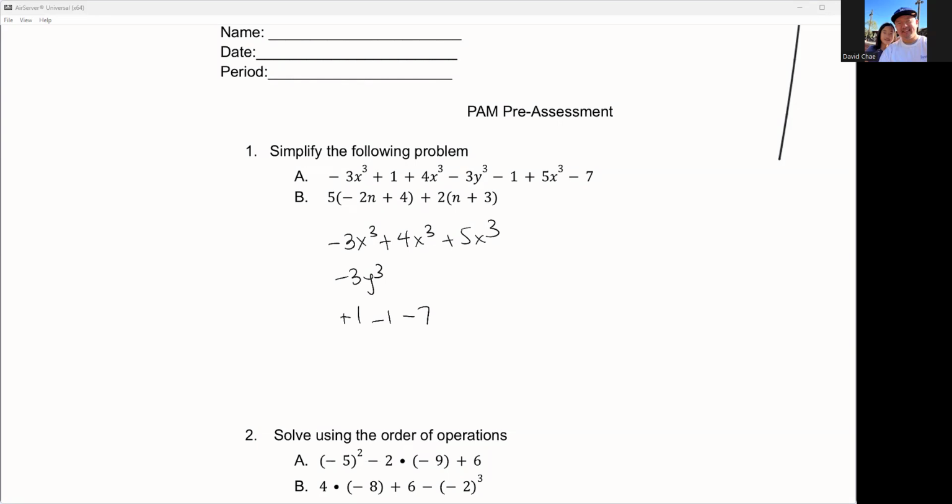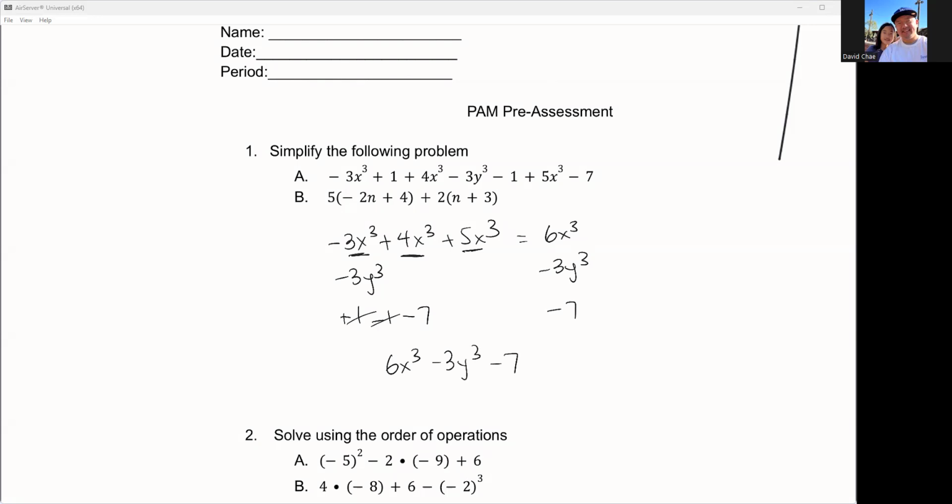All right, so you have to know your integers here. Negative 3 plus 4 is positive 1. Positive 1 plus 5 is 6x cubed minus 3y cubed, because you can't do anything with that. And then 1 minus 1 is 0, so just minus 7. So the final answer is 6x cubed minus 3y cubed minus 7.